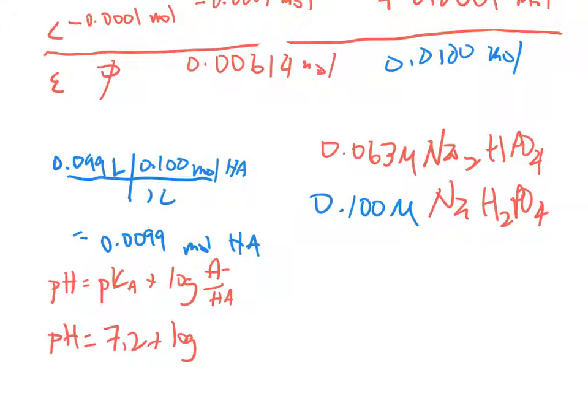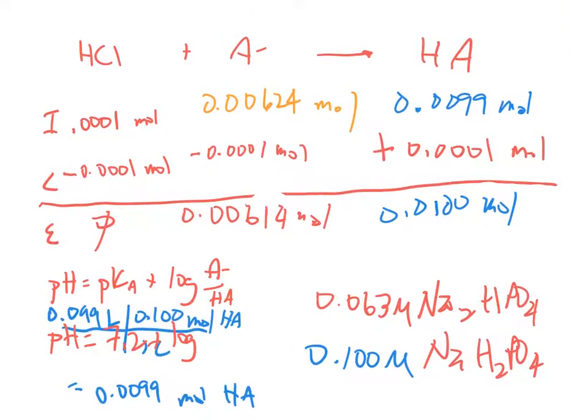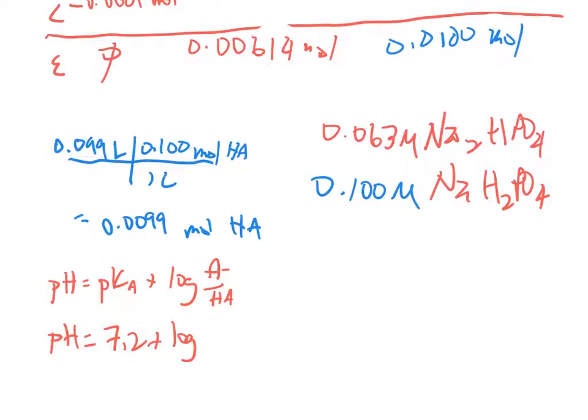Okay. And just in case you're like me and you can't remember what the base form is, the base form is the one that ends in a 6 or has a 6 in it. The acid form is this one.